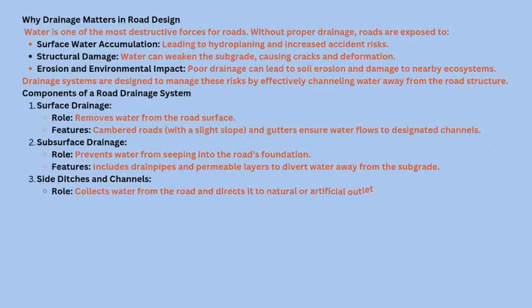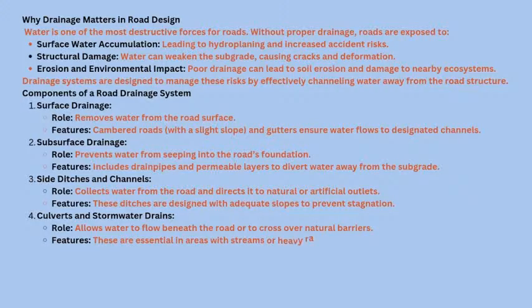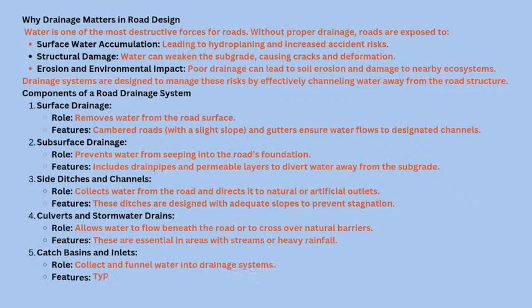3. Side ditches and channels. Role: collects water from the road and directs it to natural or artificial outlets. Features: these ditches are designed with adequate slopes to prevent stagnation. 4. Culverts and stormwater drains. Role: allows water to flow beneath the road or to cross over natural barriers. Features: these are essential in areas with streams or heavy rainfall.